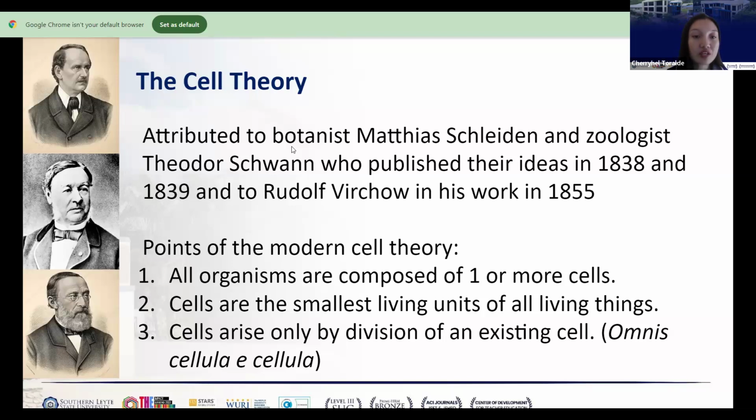So here are the tenets of the modern cell theory. Number one, all organisms are composed of one or more cells. So in order to be called as living, you must have at least one cell. And number two, cells are the smallest living units of all living things. Number three, cells arise only by division of an existing cell. Which in Latin term, is also known as omnis cellula e cellula.